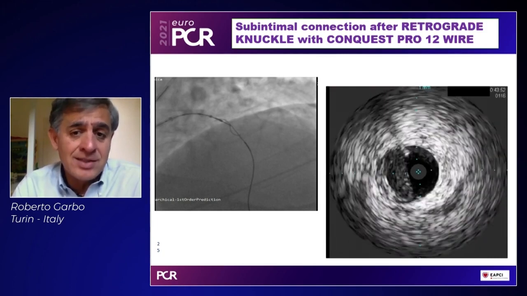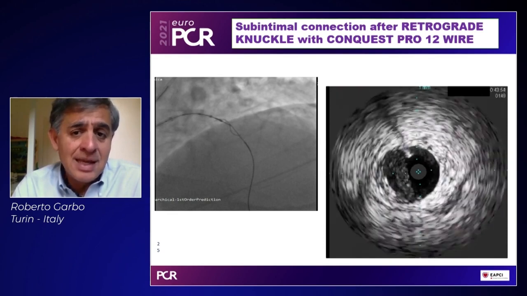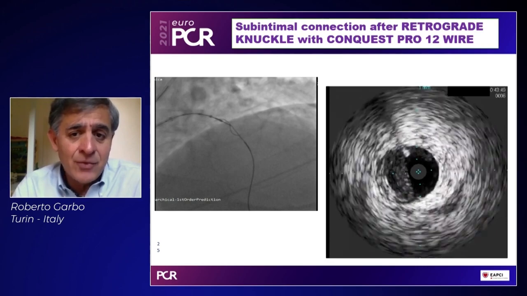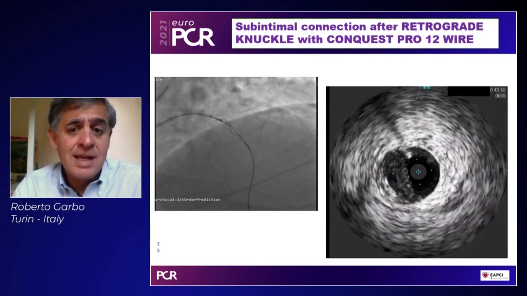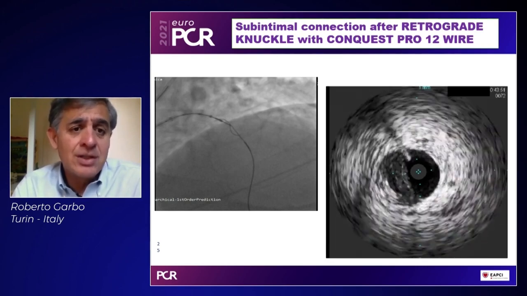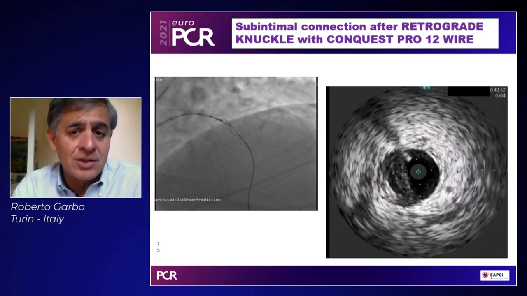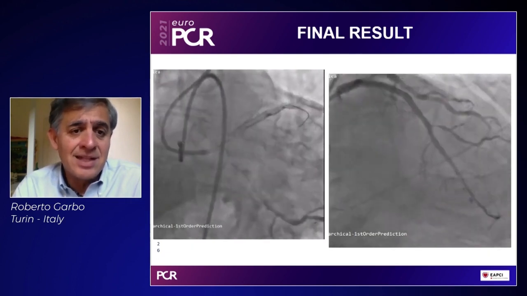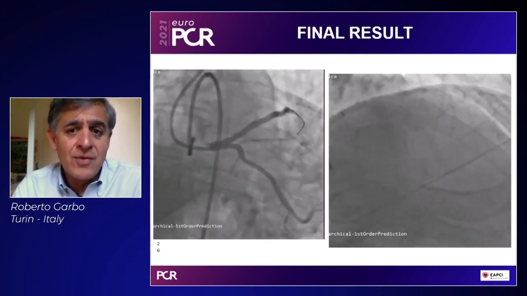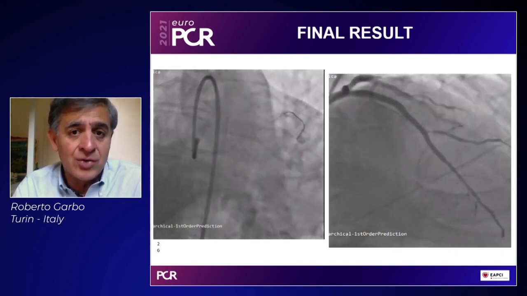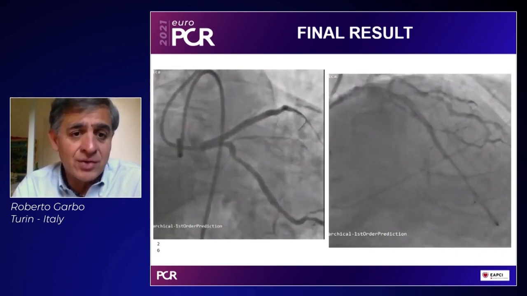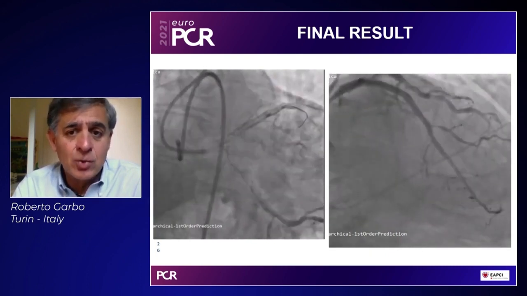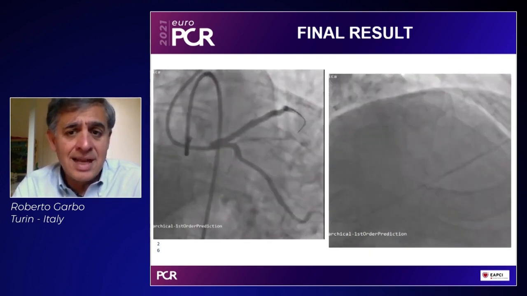In this way, you can see with the IVUS on the right, both wires are connected in the subintimal space from 12 to 6 o'clock. And in this way, I can put the guide extension near the connection and make the re-entry, an easy externalization and a very good final result, saving also in this case the circ. So also in this case, retrograde crossing is not a good option. You need to avoid this kind of strategy.